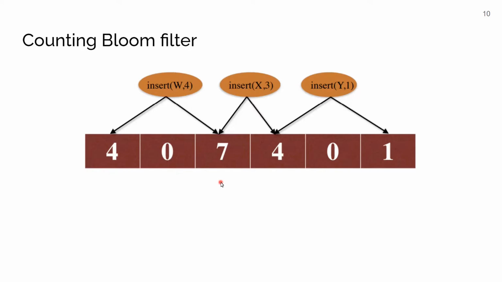Then when we try to insert X with count 3, this value, which was already 4, is now incremented by 3, and it becomes 7. And this value also becomes 3 from 0. Finally, when we insert Y, this value increments from 3 to 4, and the last index increments from 0 to 1.